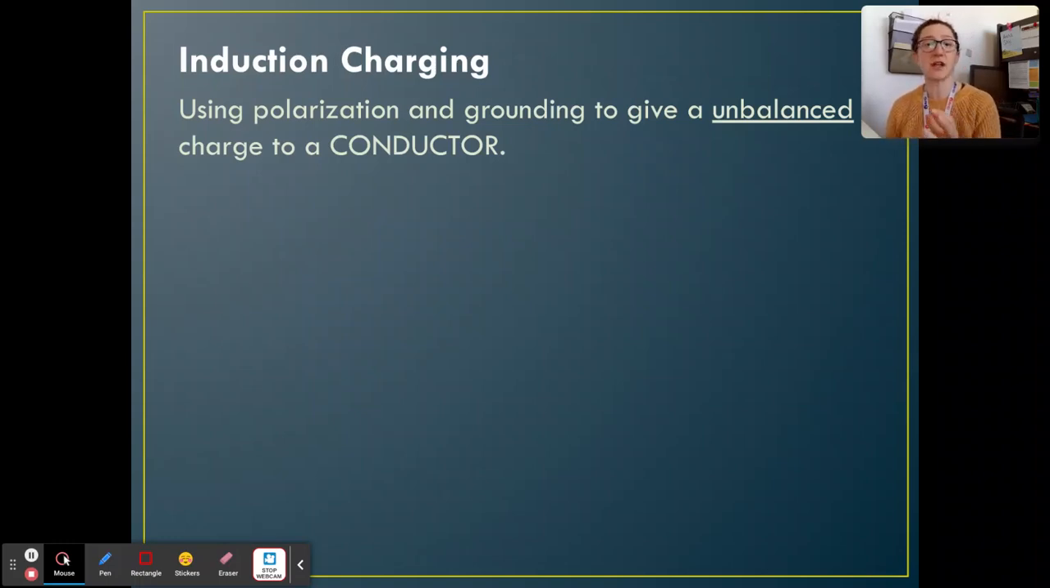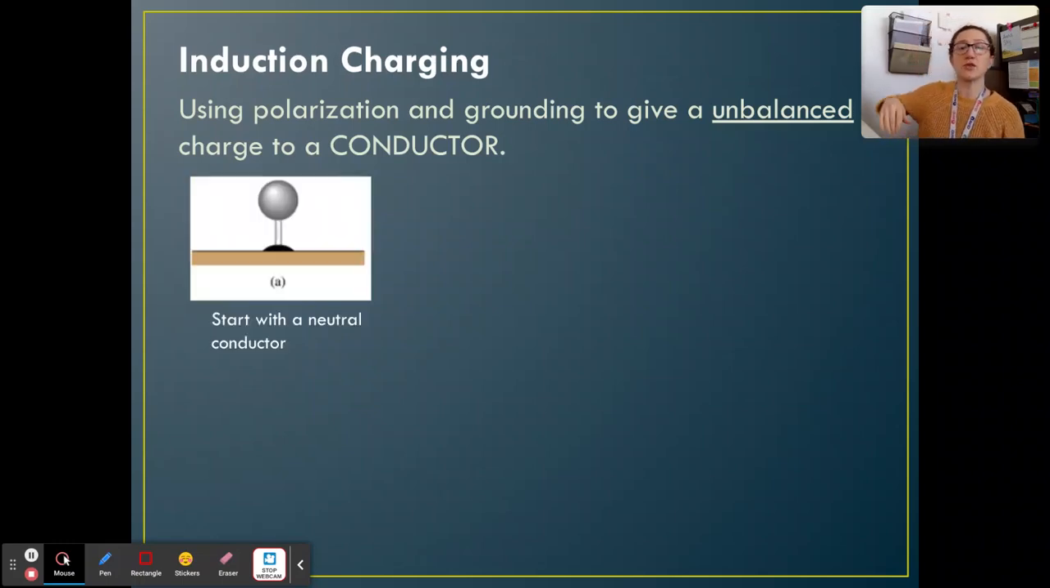It's kind of easy to give an unbalanced charge to an insulator. You can just rub it and the electrons don't want to go anywhere. But with a conductor, what you have to do is you have to trick those electrons. All right, so let's talk about what that is.